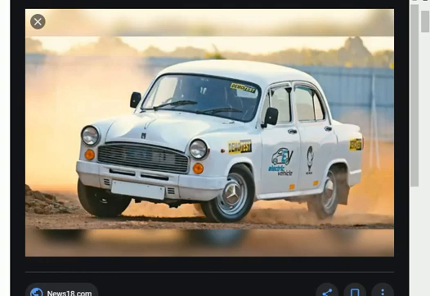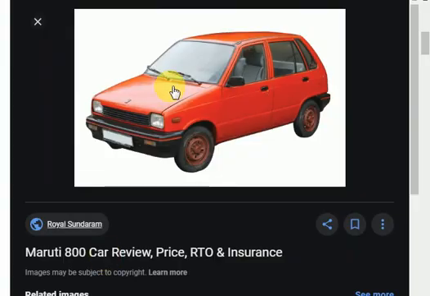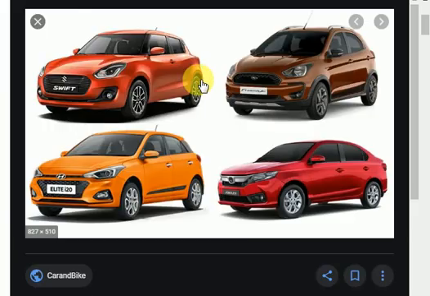Students, in earlier decades like the 80s or 90s, Ambassador cars were prominent in use in India. This is another type of car which was used mostly in India in the 80s or 90s. But now in modern India we are using a variety of cars, as you can see in this picture, and many more cars.